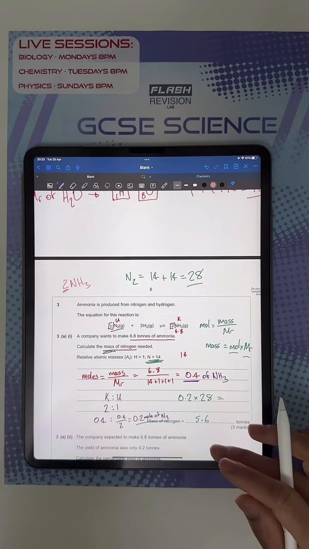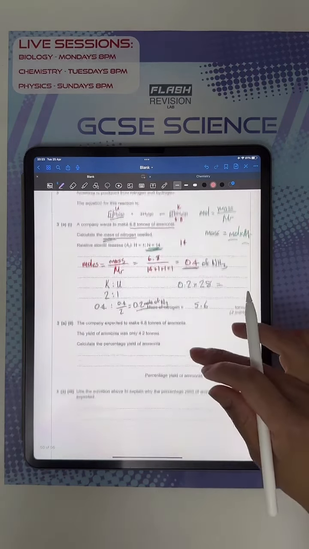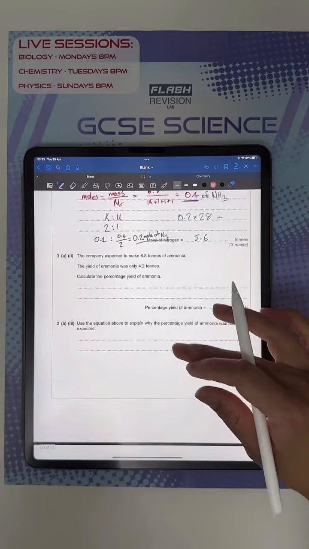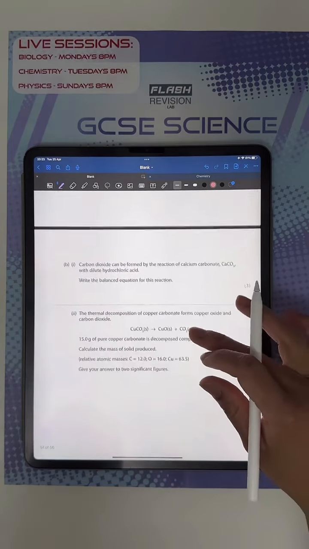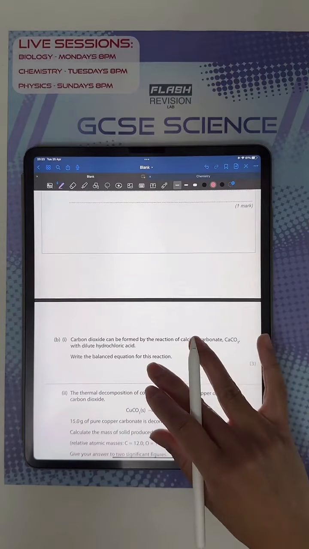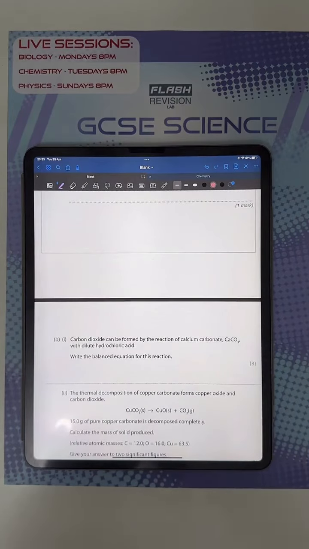Okay, so I'm going to leave this question for now because that's a triple question. I'll come back to that in a second. Let's go on to this question here. Carbon dioxide can be formed by the reaction of calcium carbonate with dilute hydrochloric acid. Write the balanced equation. Right, what are the reactants for this?